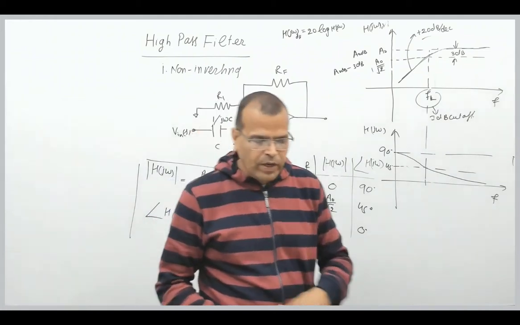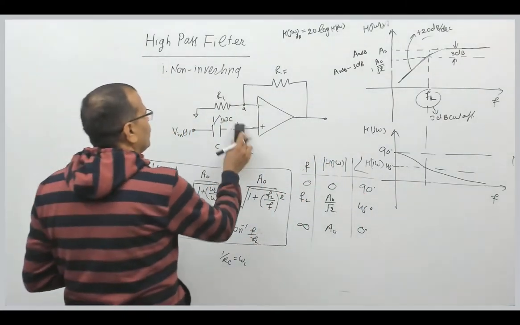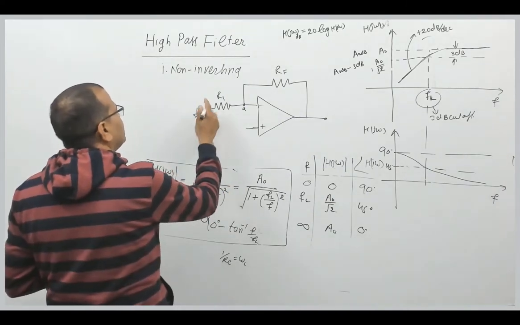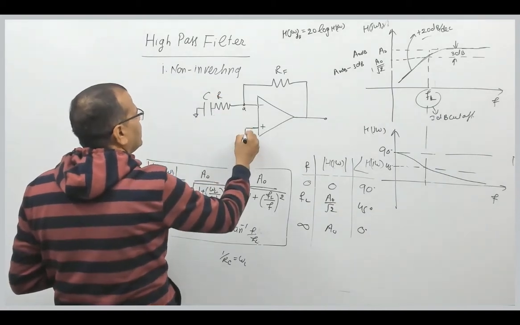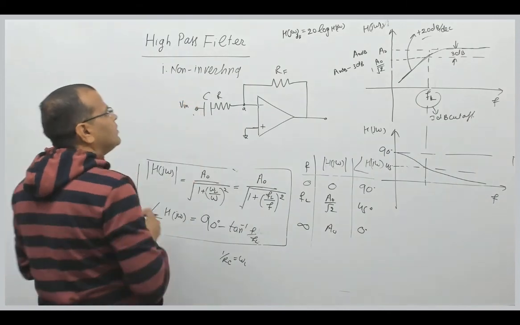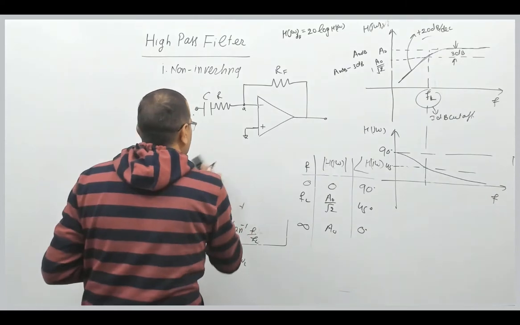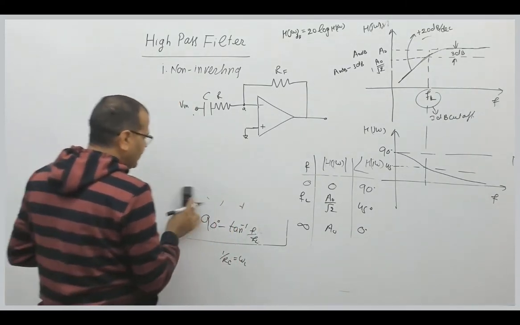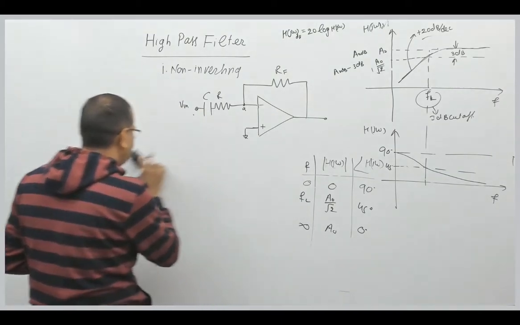Fine. Now let us see the inverting mode as well. In case of inverting mode, the circuit is like this. I have a capacitor connected here. This is C, this is R, right? This is connected to ground and input is connected here. This is the circuit of the first order high pass filter connected in inverting mode, right?